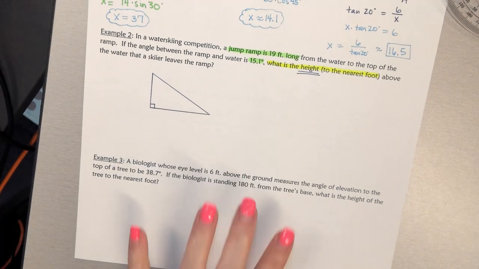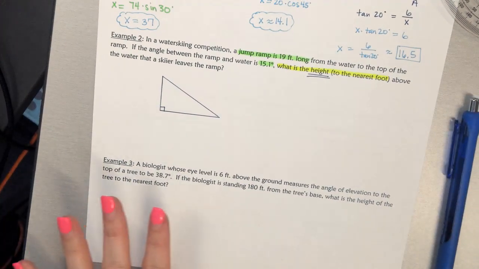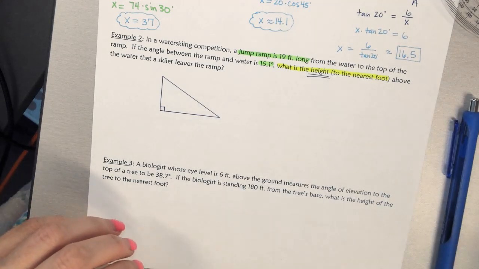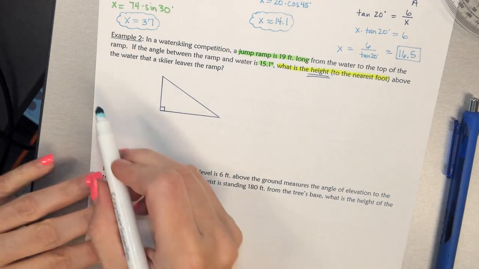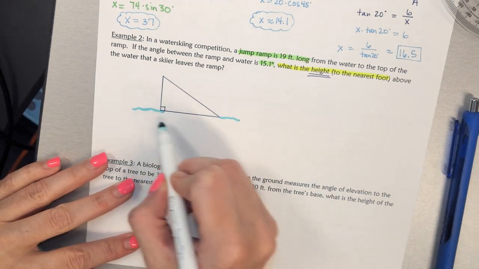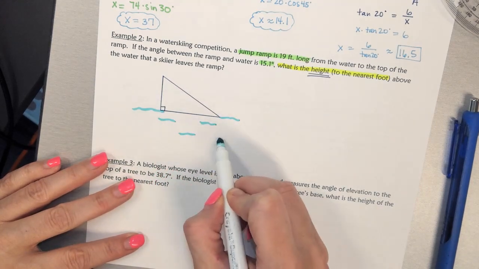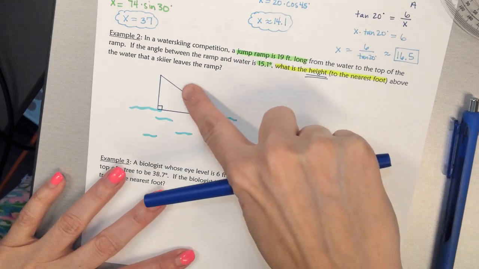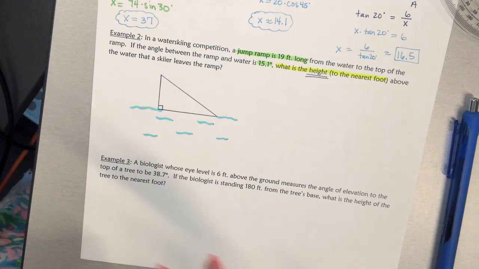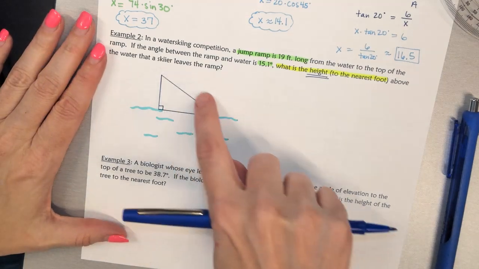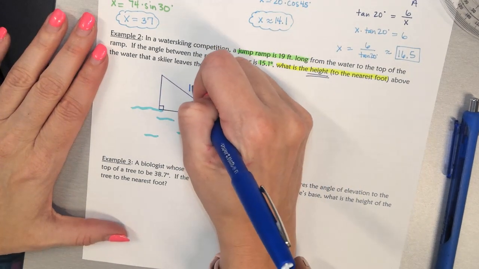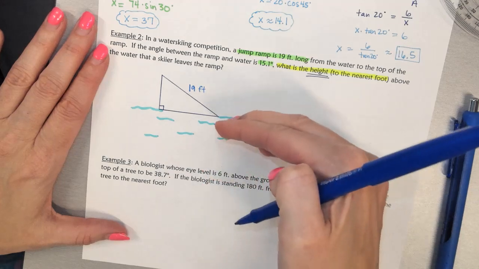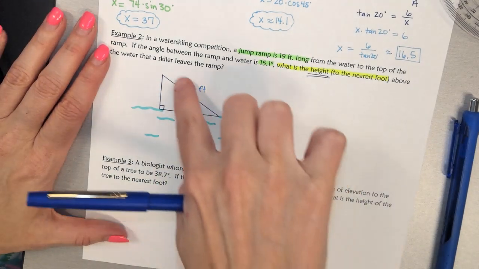So the jump ramp is 19 feet long. So if this is in the water, right, where is the water skier jumping off of? What part of the triangle? Yeah, it's going here, right? Whee! That looks like a big jump. Okay, so this is the length of the ramp. This is your 19 feet. Okay, it's not going here. This is your ramp, going up the ramp.